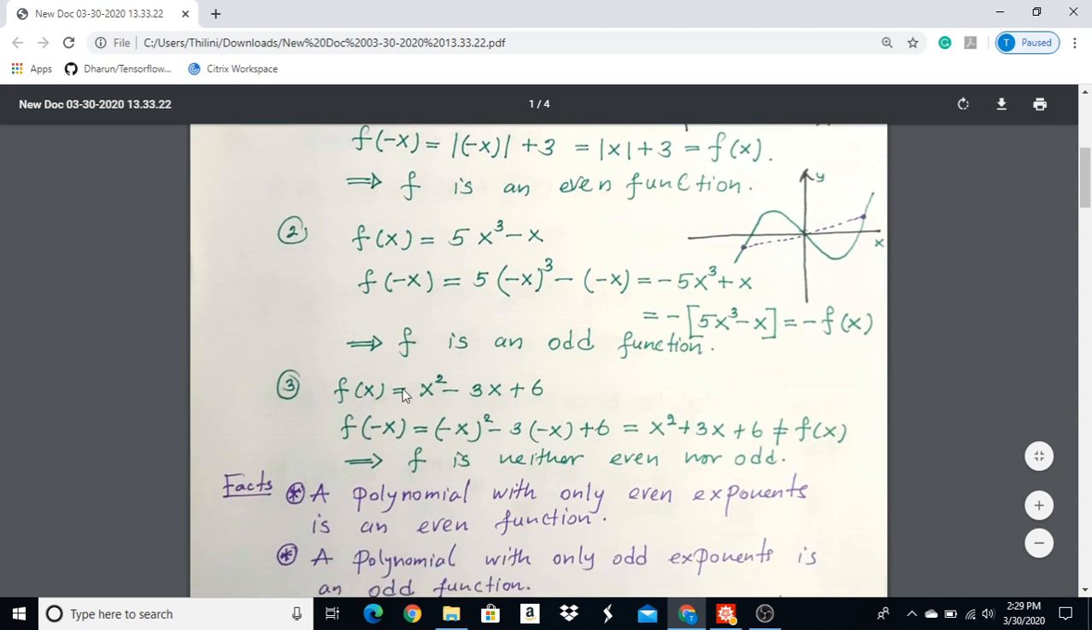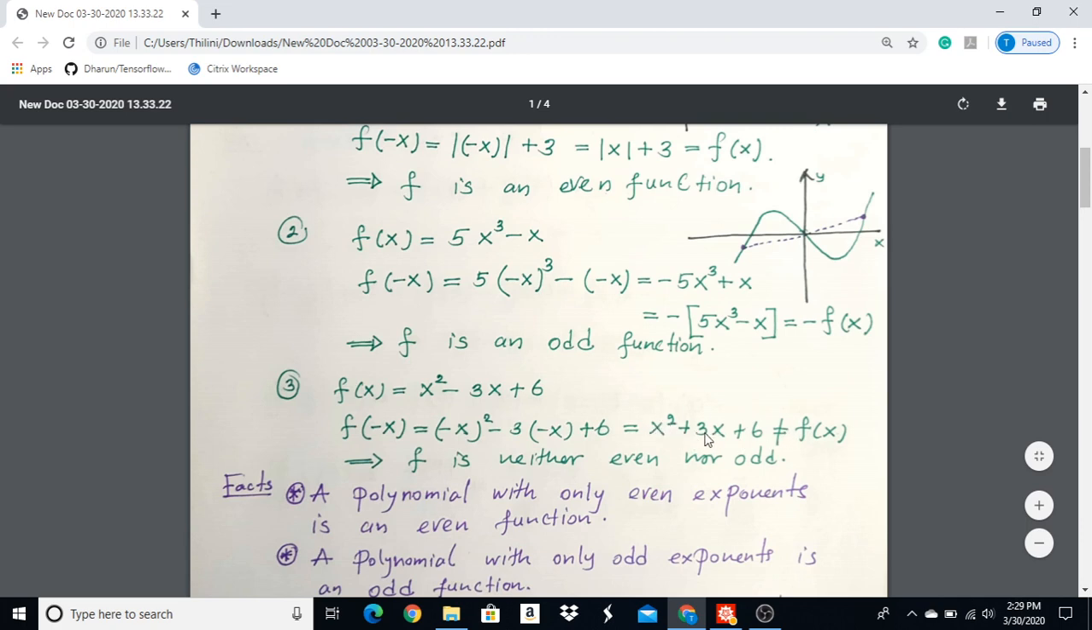Now if you look at this polynomial, this is our second degree polynomial, and now if you plug in negative x here, negative x to the power 2 minus 3 times negative of x plus 6, but we know that negative x to the power 2 becomes positive x to the power 2, and here negative times negative becomes positive 3x, plus 6.